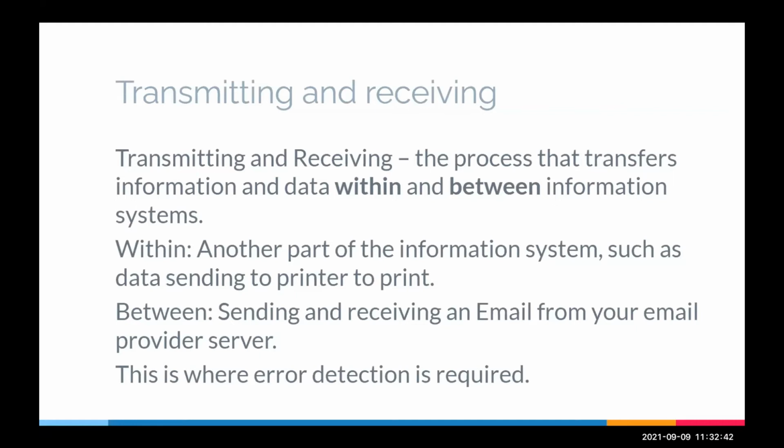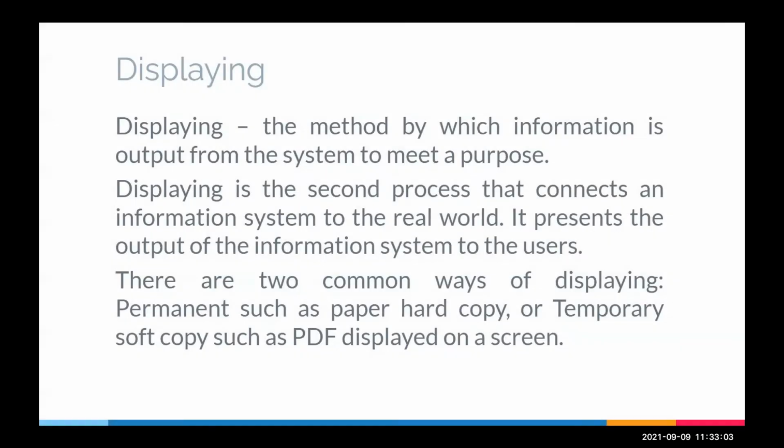Between information systems, that means sending and receiving an email from your email provider's server. So that is between your information system and another information system. In between that, this is where error detection is required. Sorry, this is transmitting and receiving. That's where error detection is required.